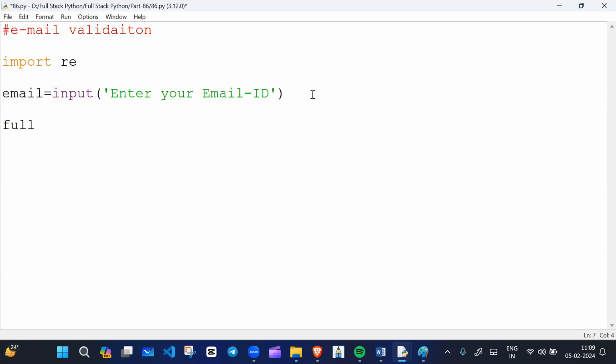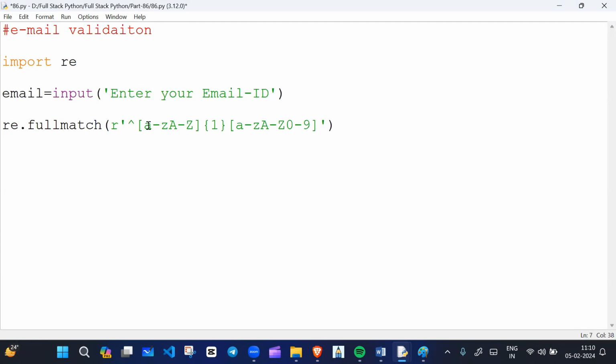After that, we will write the fullmatch function, which is available in the re module. Here we will write the pattern with r. What is our pattern? The cap symbol means the beginning of the string. There should be a to z and capital A to Z, and how many symbols? One symbol.